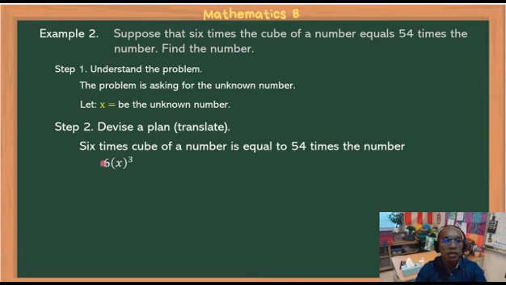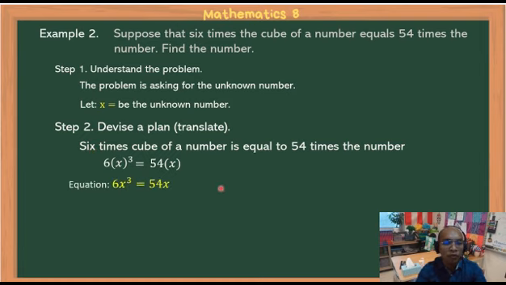So if the number is x, the cube of that number we will represent as x cubed. And there is 6 times here, so we will represent the left side of the statement as 6 times x cubed is equal to, so we can write it as an equation. So 54 times the number. So we just copy 54 and x is the number. So 54 times x. So this is now our mathematical expression that will represent this condition.